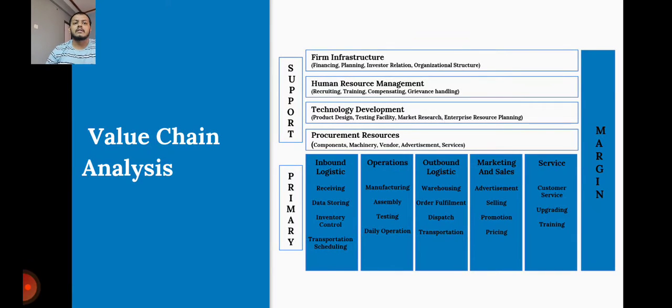Inbound logistics are receiving, data storing, inventory control, and transportation schedules. Operations are manufacturing, assembly, testing, and daily operation. Outbound logistics are warehousing, order fulfillment, dispatch, and transportation. Marketing and sales are advertisement, selling, promotion, and pricing. Service is customer service, upgrading, training, etc.